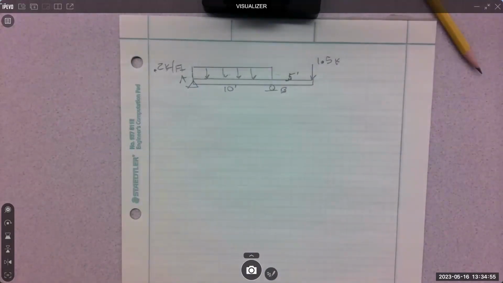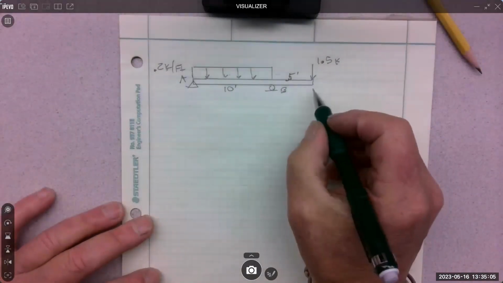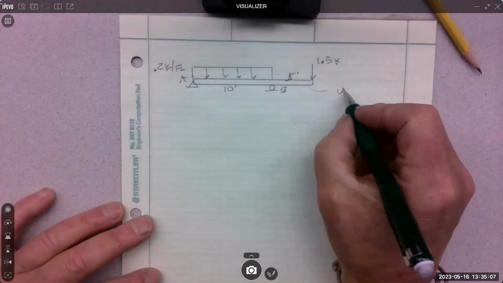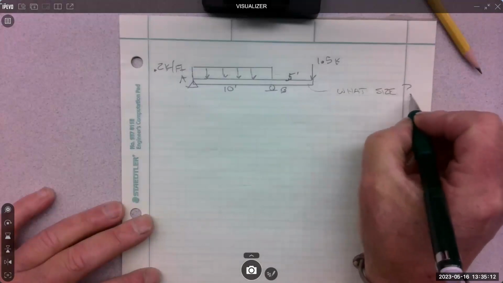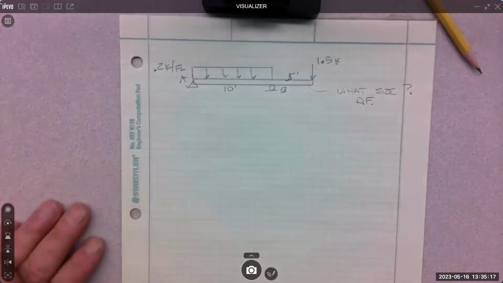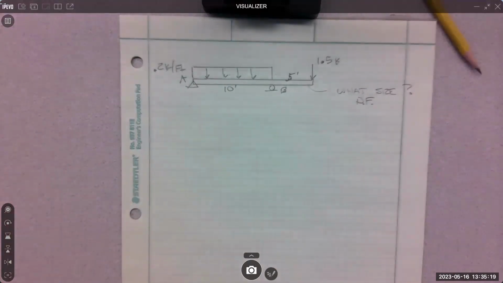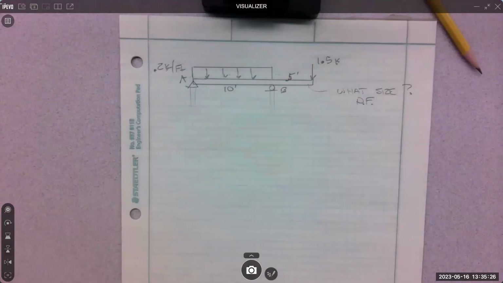So first thing we got to do is free body diagram. We've got to learn what the reactions are. Our goal is to maybe size this thing. So what size? And we'll call it Doug fir because we use a lot of Doug fir. So it's going to be wood. This could be a porch. This could be an interior wall. So those supports can be all different things.